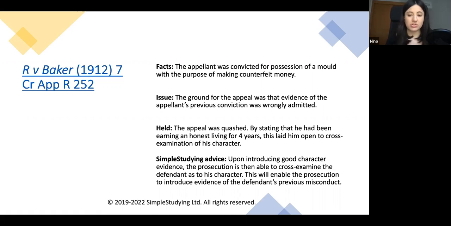Upon introducing good character evidence, the prosecution is then able to cross-examine the defendant as to his character. This will enable the prosecution to introduce evidence of the defendant's previous misconduct. Therefore, it is very important for the defense counsel to consider whether or not it is worth it to introduce good character, because then the defendant may be cross-examined by the prosecution and all the evidence of the misconduct may come to light.